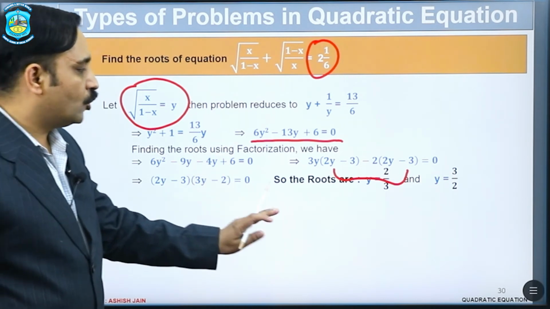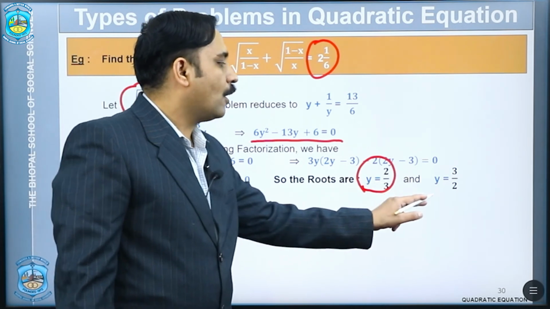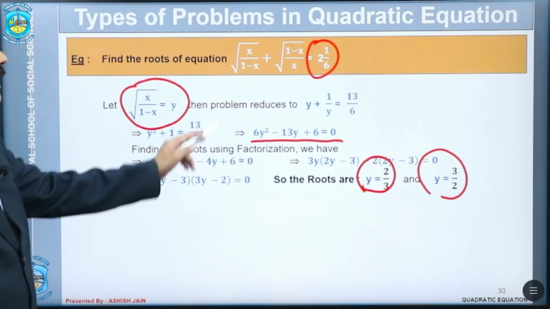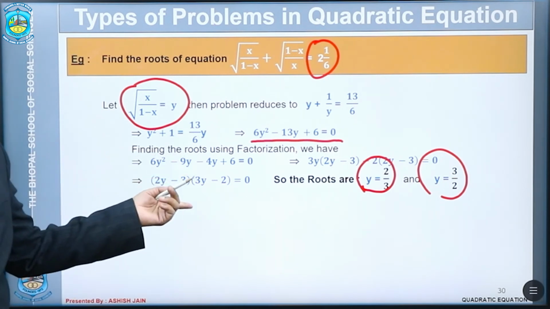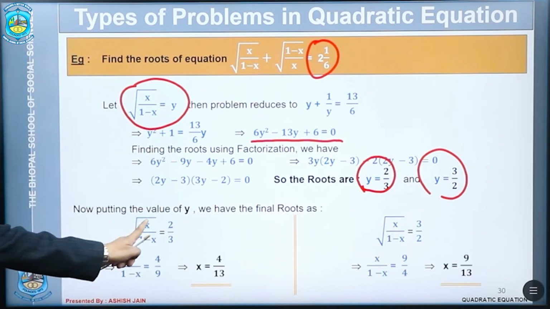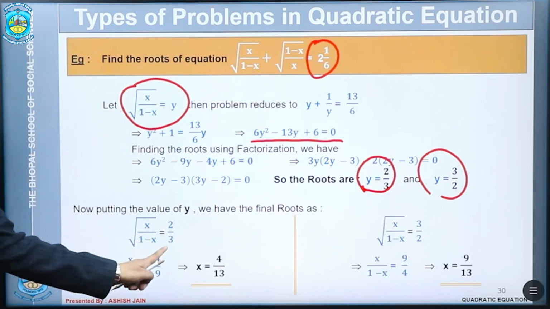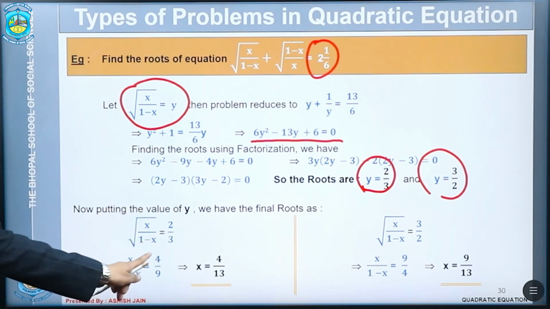That means the roots of our equation are either y is equal to 2 by 3 or y is equal to 3 by 2. But here the unknown variable is x. So what we will do? We will now convert this in terms of x. Now putting the value of y in this equation, so we have under root of x upon (1 minus x) is equal to 2 by 3. On squaring both the sides, we have x upon (1 minus x) is equal to 4 by 9.